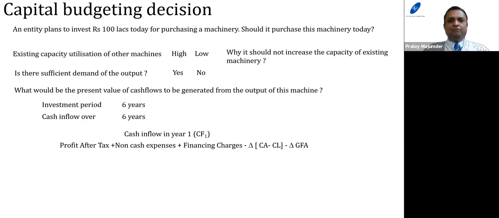So how do we calculate the cash inflow of year 1? PAT of that year, depreciation of that year, the non-cash expenses, finance charges, minus delta current assets minus current liability, and minus delta gross fixed assets. Now here, just a very important point.